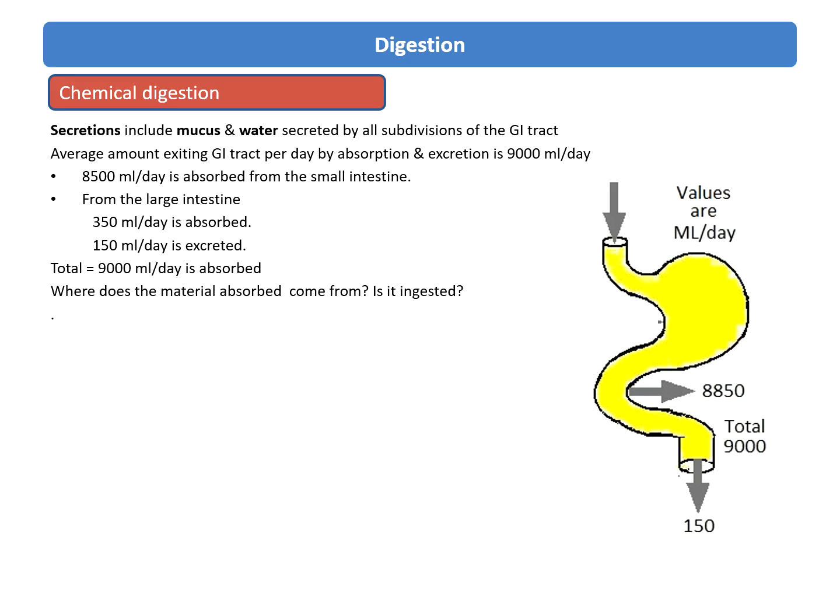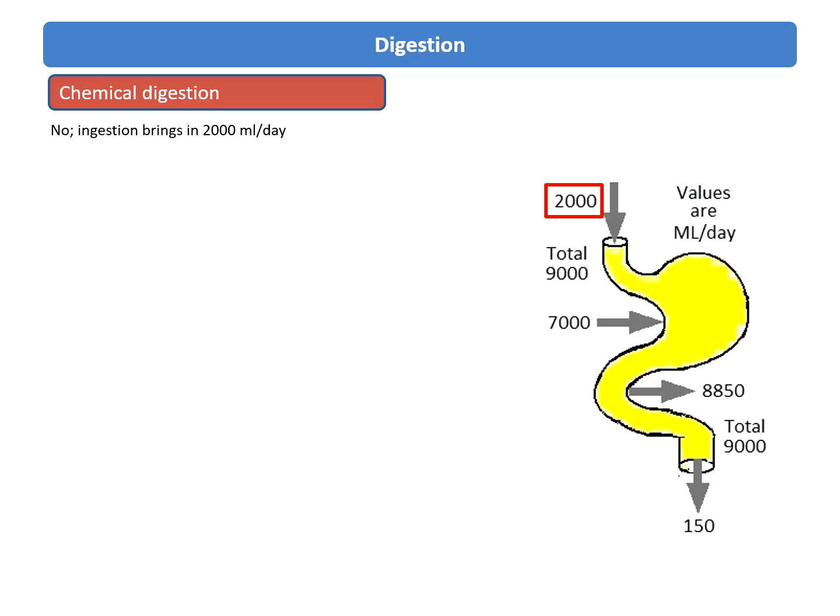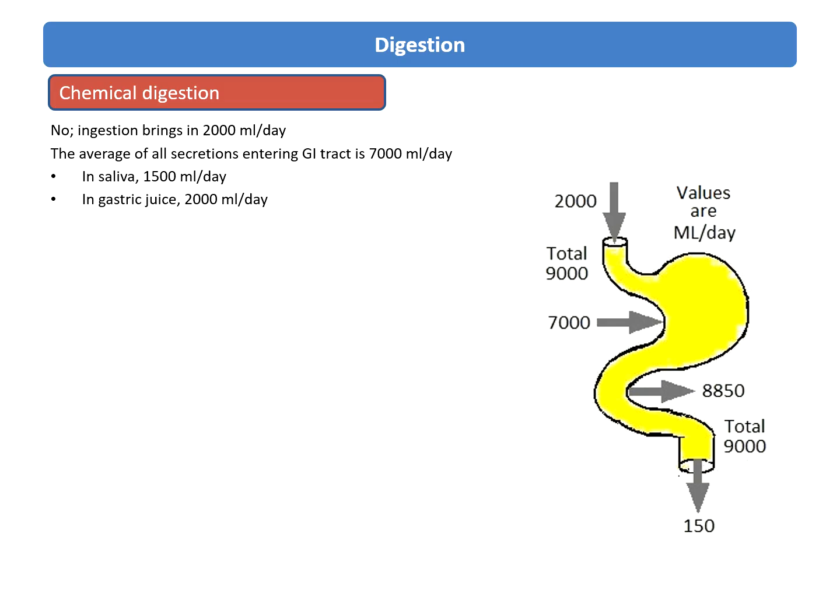Where does the material come from that's absorbed? Is it all the material that you've swallowed? No. Ingestion brings in 2,000 milliliters a day. The average of all secretions entering the GI tract is roughly 7,000 milliliters a day. Saliva, 1,500. Gastric juice, 2,000. Intestinal juice, 1,500. Pancreatic juice, 1,500. Bile, 500.